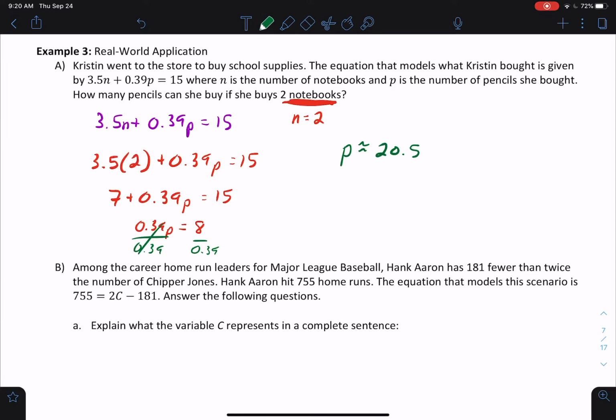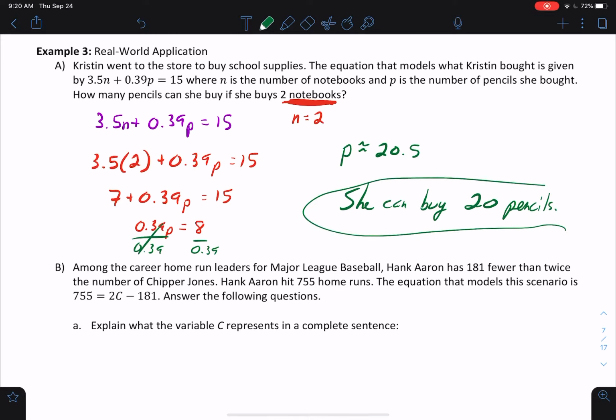All right, so how many pencils can she buy? Well, you can't buy half a pencil. And she doesn't have enough money for us to round up and say 21 pencils. So she can buy 20 pencils. All right, a big thing with real world problems is we have to make sure our answer makes sense in the context of the problem. So we're trying to solve for number of pencils. Again, she can't buy half a pencil. She doesn't have enough money to buy that 21st pencil, so we have to round down. She can only buy 20 pencils.